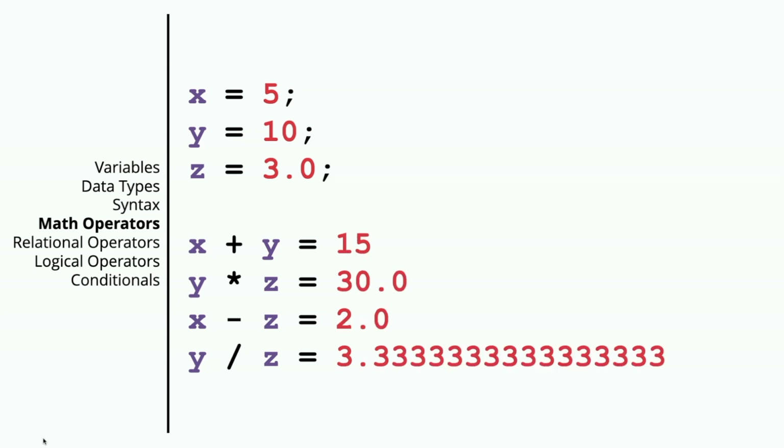And then for the last one, y divided by z. So if we had something where it's just going to give us a repeating decimal, it does truncate it at a certain point. I feel like it's 10 digits, but I didn't bother to count.